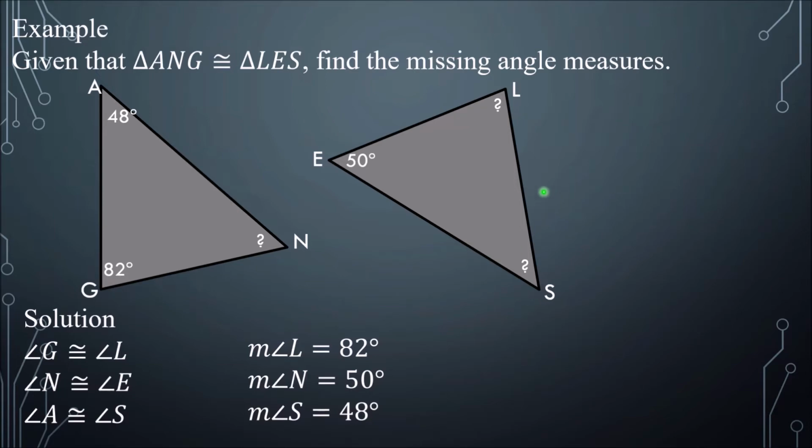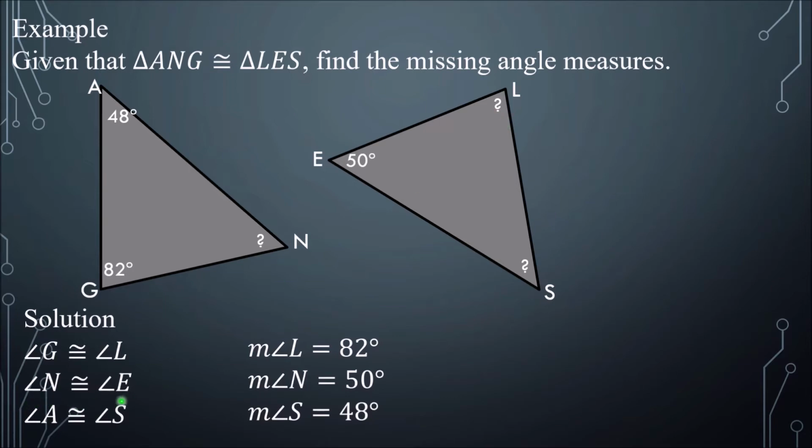If you're going to rotate this, wherein S should be in this position, and then E in this position, and then L in this position, then this figure will look like this. So G corresponds to angle L. Since angle G is equal to 82 degrees, then the measure of angle L is also 82 degrees. So this is 82 degrees.